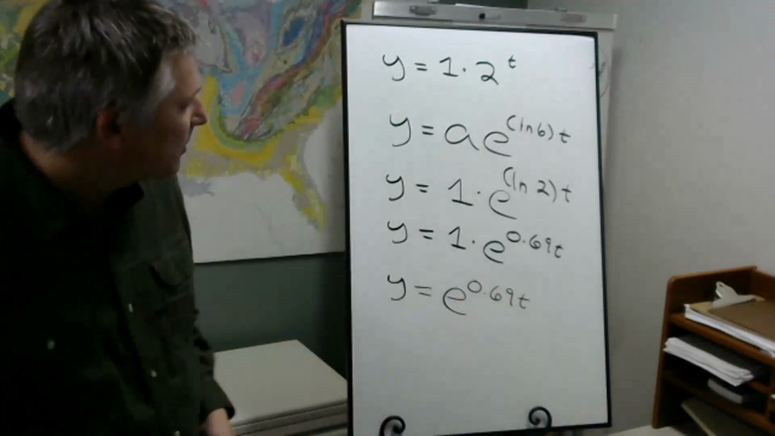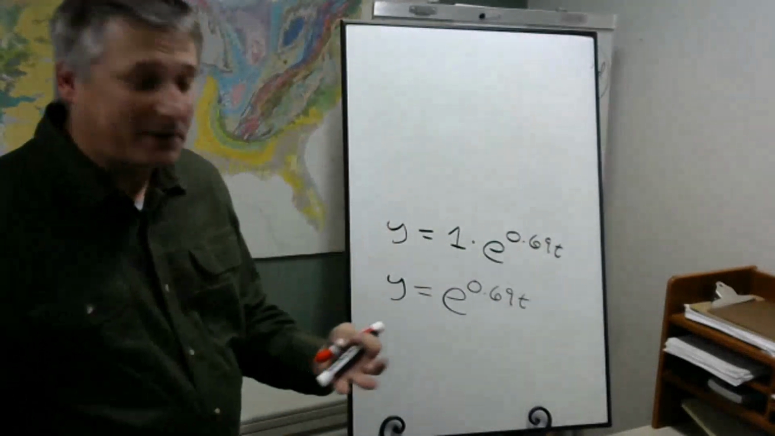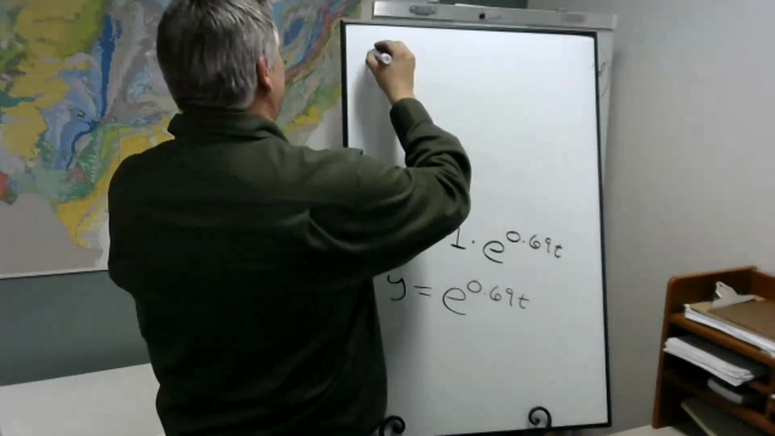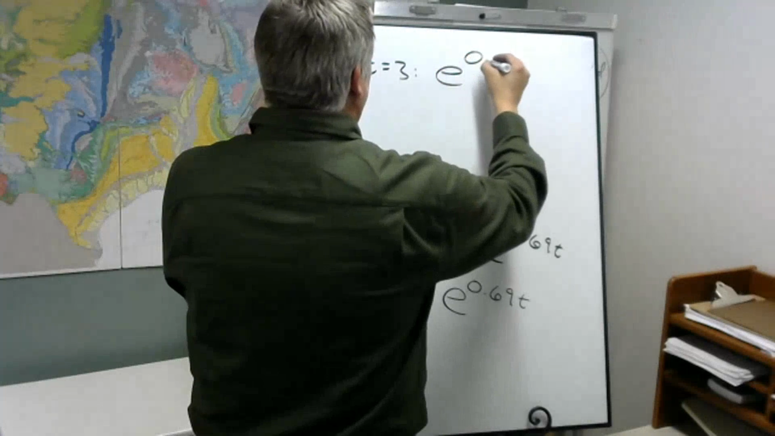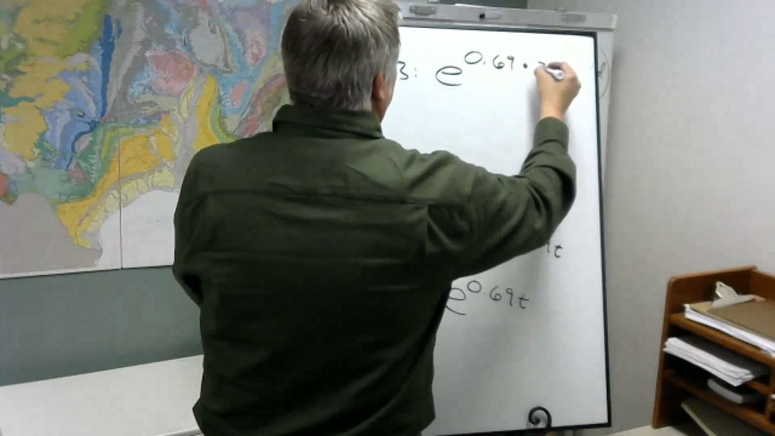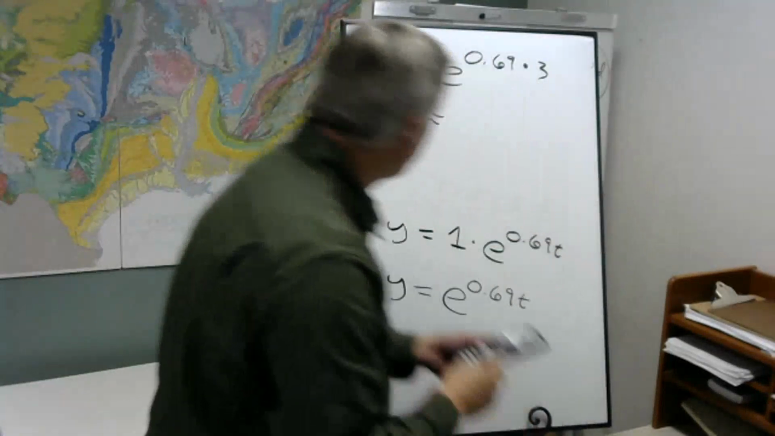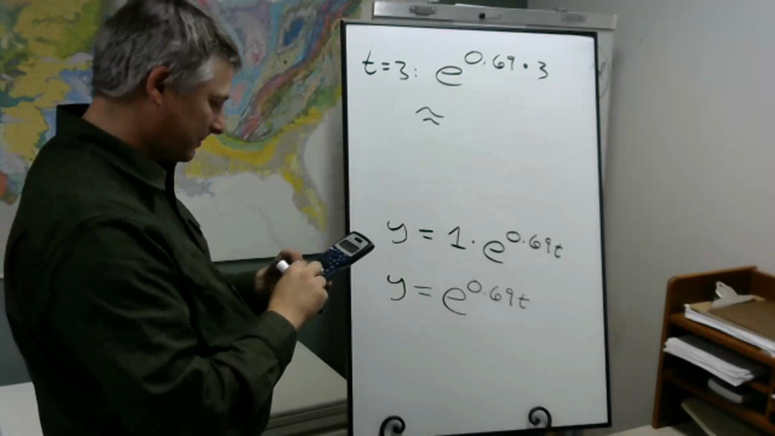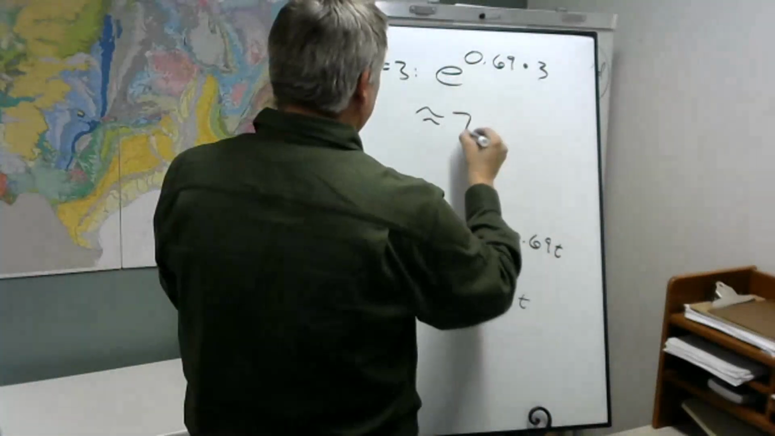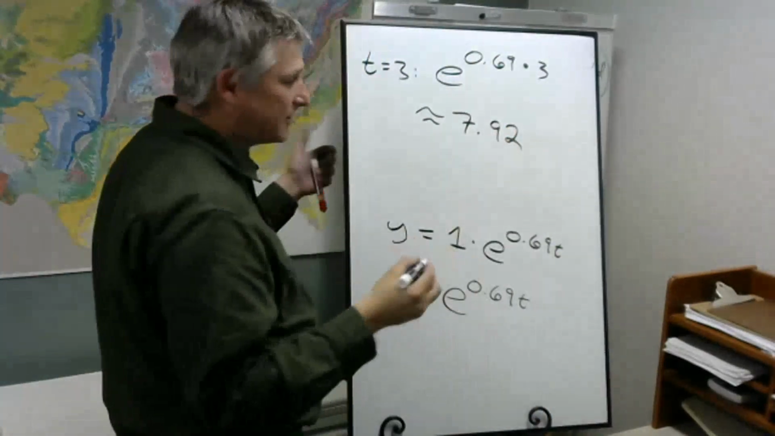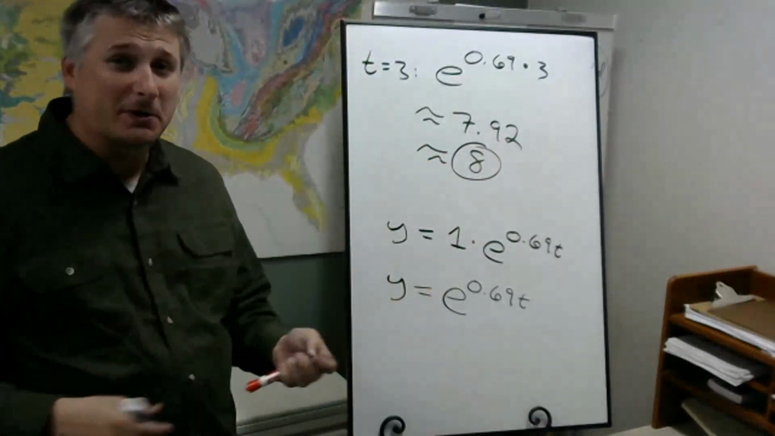Now, if you recall for our formula, at t is 3 hours, we had 8 bacteria. So if we let t equal 3, we get e to the 0.69 times 3. And this comes out to about 7.92. If we round to the nearest bacteria, that's going to be 8. So it seems to be working.